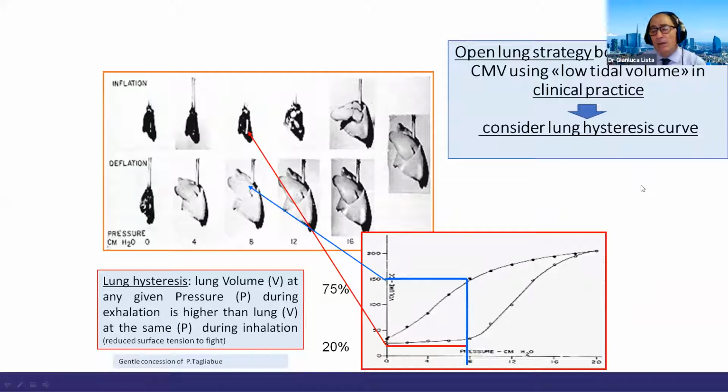So when we want to use a very good open lung strategy, we have to remember to consider the lung hysteresis curve. According to that rule, we know that the lung volume at any given pressure during exhalation is higher than the lung volume at the same pressure during inhalation.